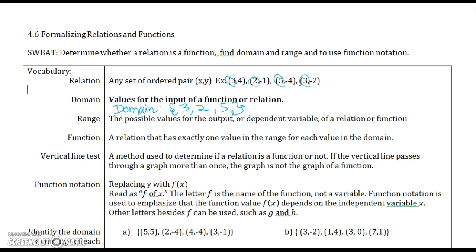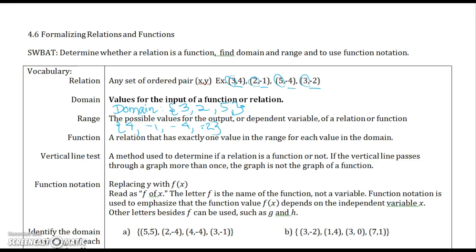So for us, given this relation, the range would be this set. These are brackets. It's going to be 4, -1, -4, and -2. All of the output values are going to be your range. So 4, -1, -4, and -2.